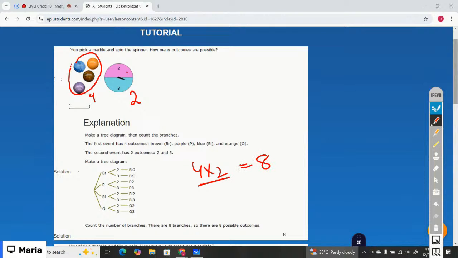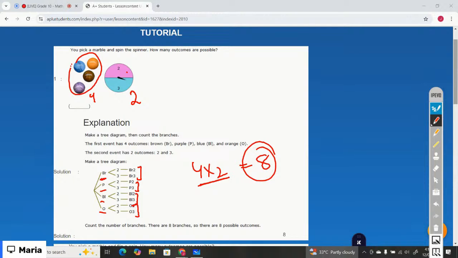So you have a total of 8 possible outcomes, as you can see here. When you have the brown marble, you still have two outcomes for the spinner because the spinner has two portions. When you have the pink marble, you still have two outcomes. When you have the blue marbles, you still have two outcomes. When you have the orange marble, you still have two outcomes. So the total outcomes you have is 4 times 2. The correct option is 8.